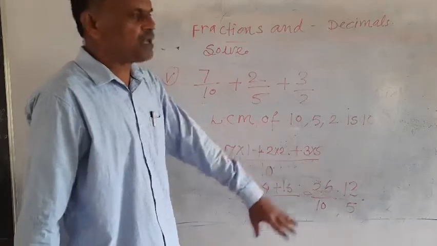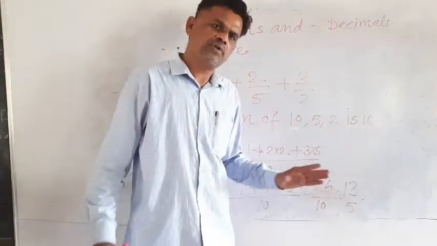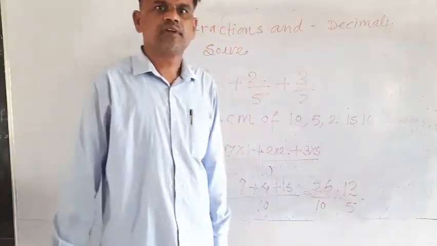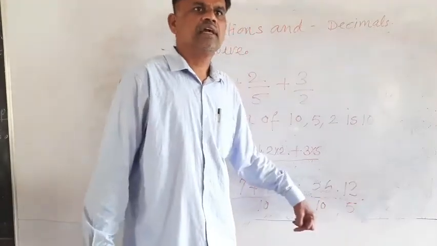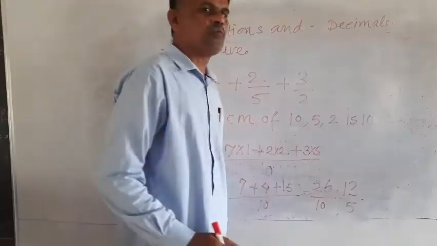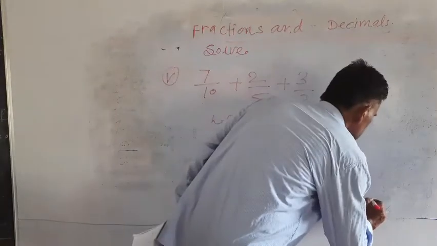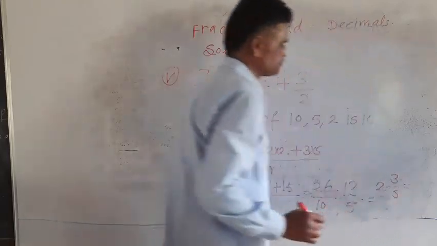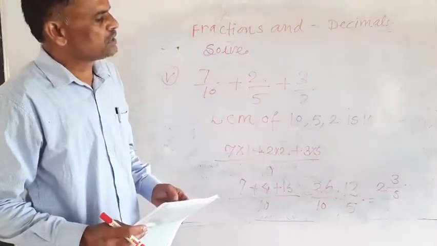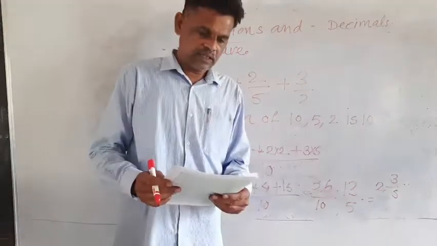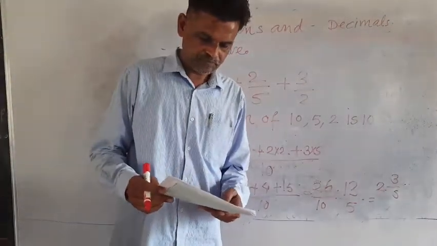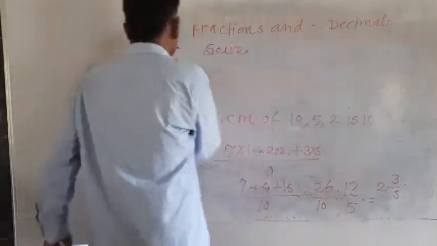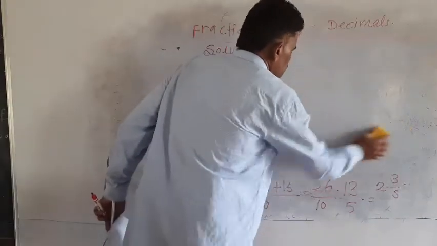Therefore, is this 13 by 5 a proper fraction or an improper fraction? This one is an improper fraction and it can be converted into mixed form, that is, 5 twos are 10, remainder 3, so 2 3/5 is the required answer. Next, we will see the sum of the mixed form.